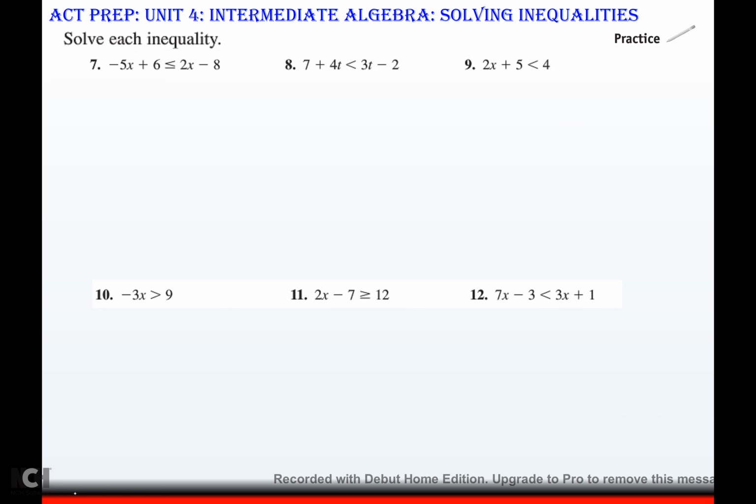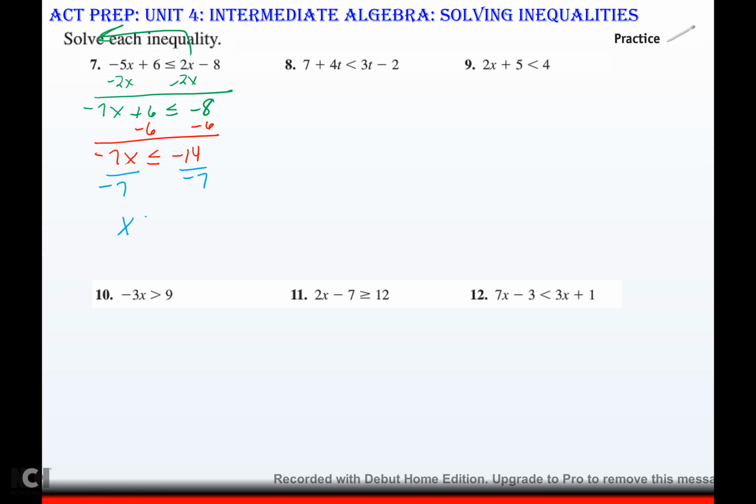Alright, more practice. On 7, I've got x's on both sides, so the first thing I like to do is get them together, so I'm going to move this one over. I'm going to minus 2x, which gives me negative 7x plus 6 less than or equal to negative 8. Subtracting 2x will not flip the inequality. Okay, so then I'm going to get rid of the plus 6 with minus 6. That gives me negative 7x less than or equal to negative 14. To get rid of multiplying by negative 7, I'm going to divide by negative 7.